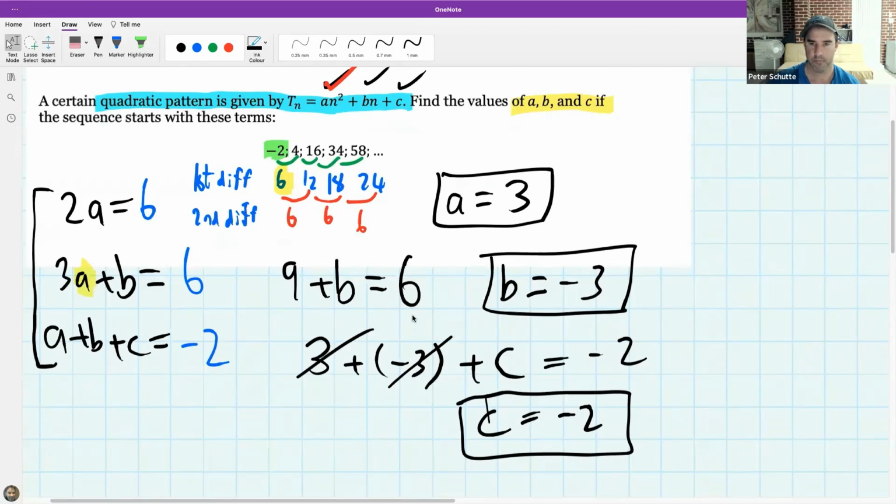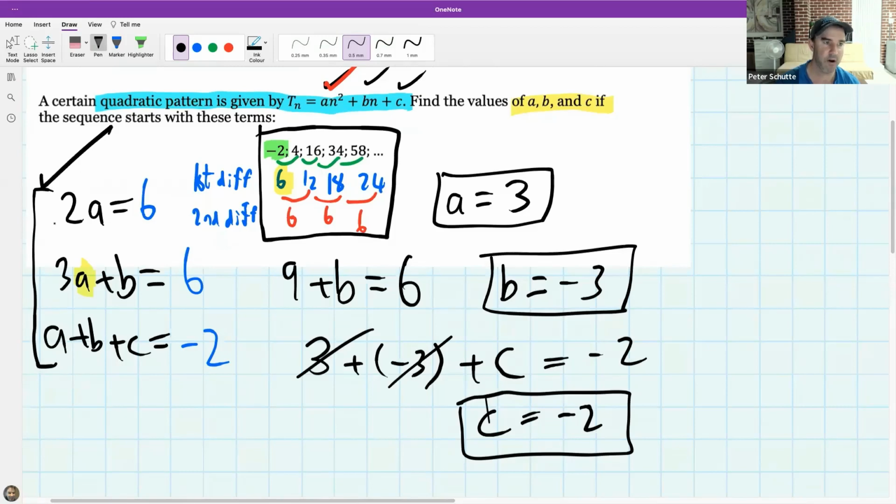Cool. So the main thing I want to point out to you guys is whenever you have a quadratic pattern, we always have to do this bit over here, what I call finding the second difference. And then you have to have the three steps, and you have to memorize these three steps and know what the things in blue that you're filling in.